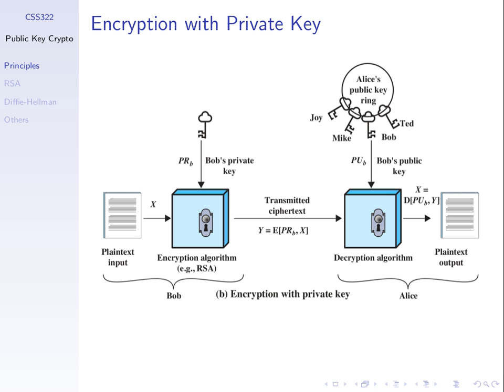Your private key. So if I want to be sure that it came from you, that is authentication. If you send me a message, then you need to encrypt it with your private key. And I will validate that message by decrypting with your public key, under the assumption that I know your public key.